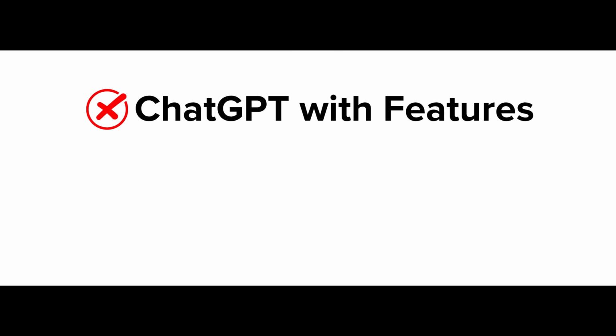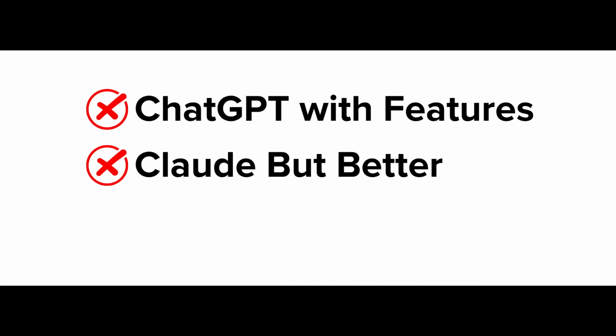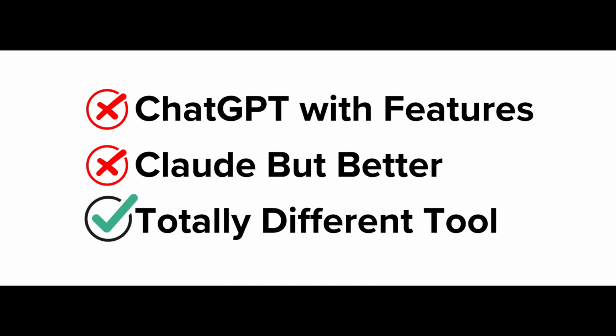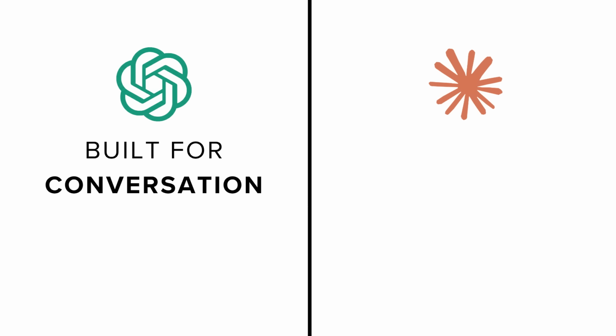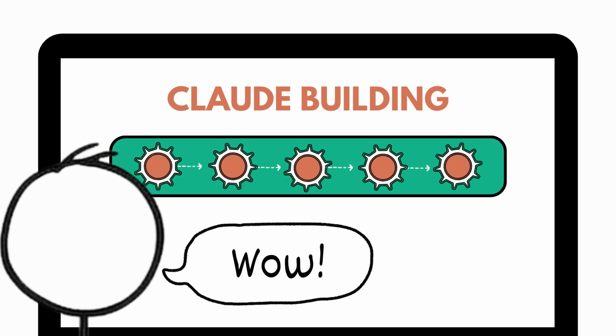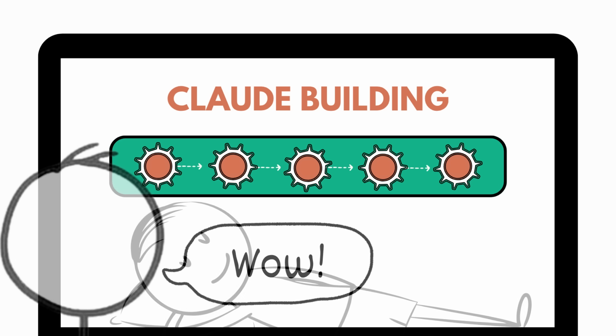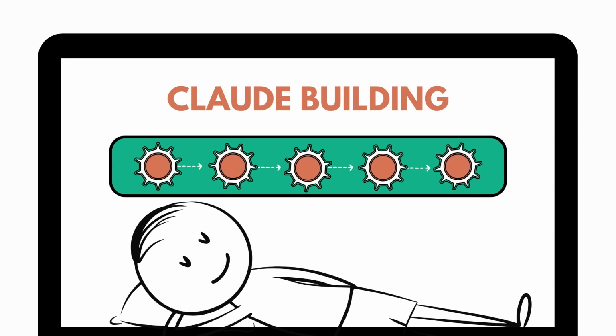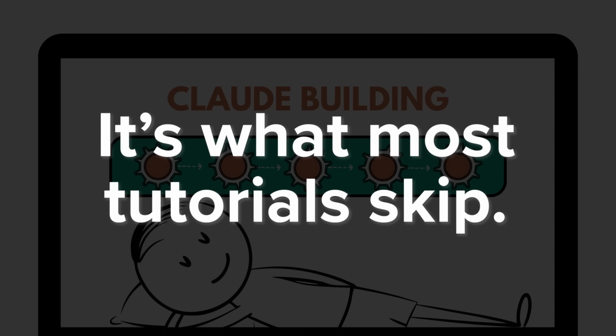Cowork is not ChatGPT with extra features. It's not Claude, but better. It's a completely different kind of tool. ChatGPT is built for conversation. You ask it something, it answers. Cowork is built for work. You give it a task, and it goes and does it. Sometimes across multiple tools. Sometimes without you watching, and even while you're sleeping. That's the distinction most tutorials skip.